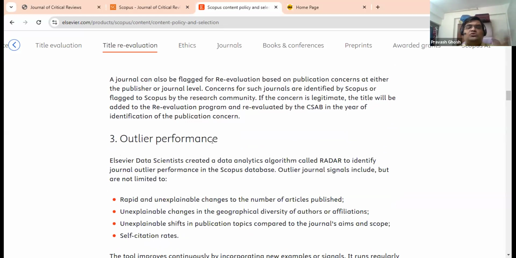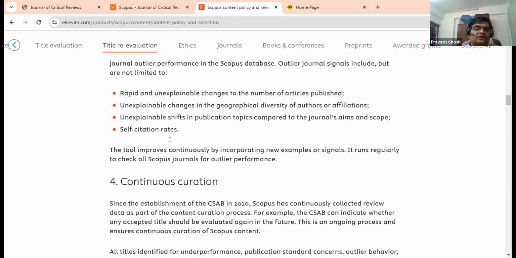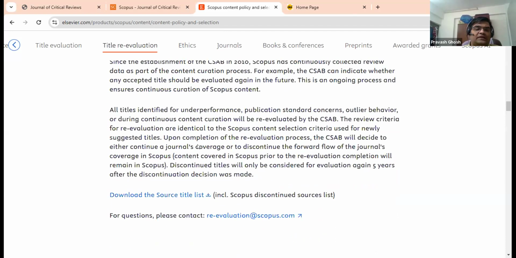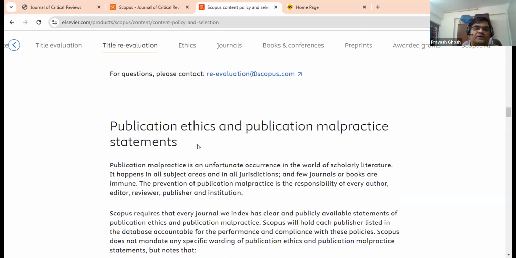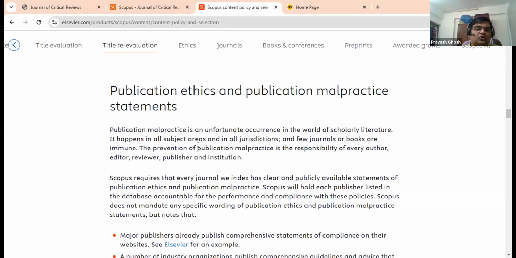Outlier performance: I have shown you Journal of Critical Reviews, 100 publications per year. In 1 month, they published 2,000, 3,000, 4,000, even 8,000 examples are there. Outlier, right? Continuous curation. So these are some of the reasons why Scopus throws them out.